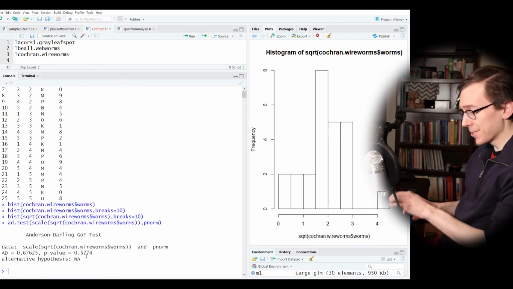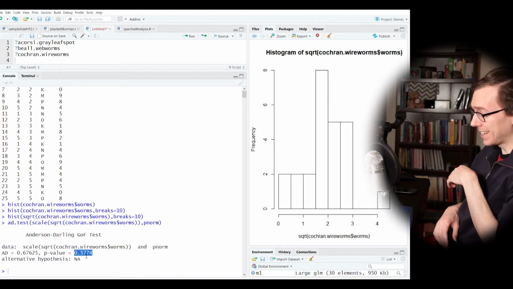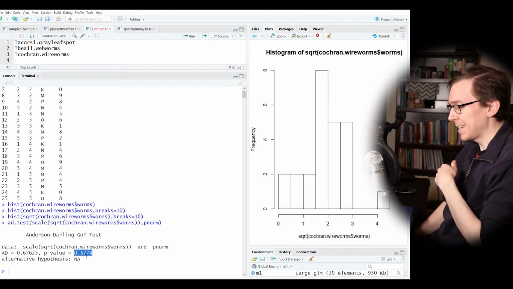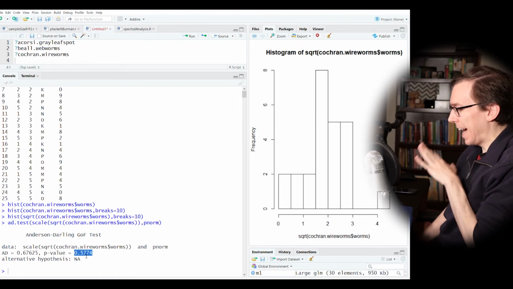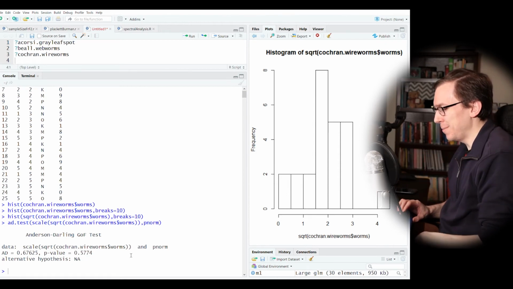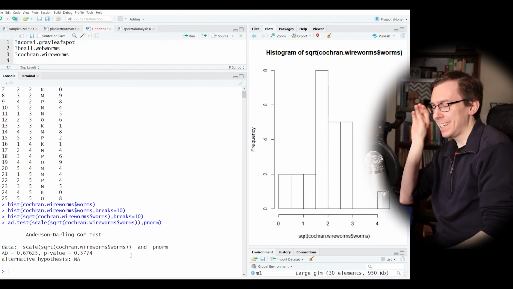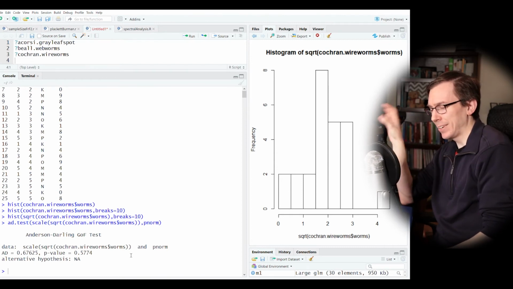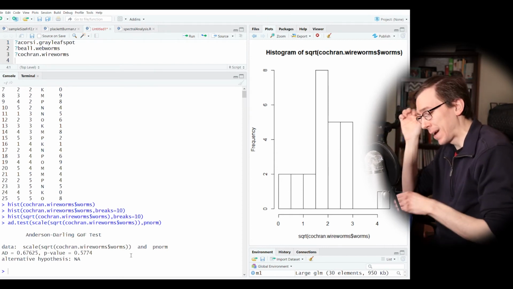And we get, oh, well, that's interesting, a p-value that is not significant, meaning that at least up to the Anderson-Darling test, after doing a square root transformation, the data could be sort of normal-ish. Remember, we're not saying that the data is normal, we're just saying that the Anderson-Darling test did not reject normality.